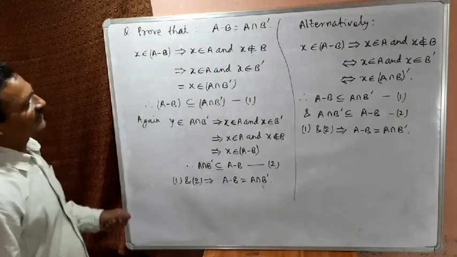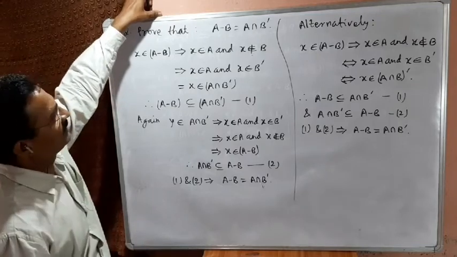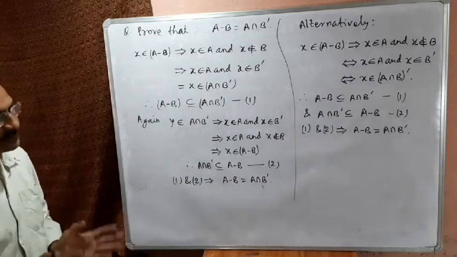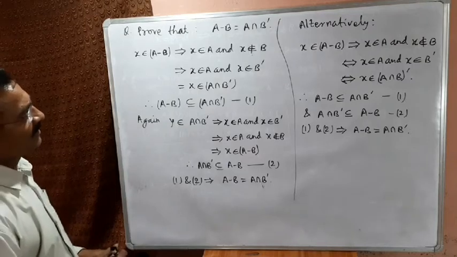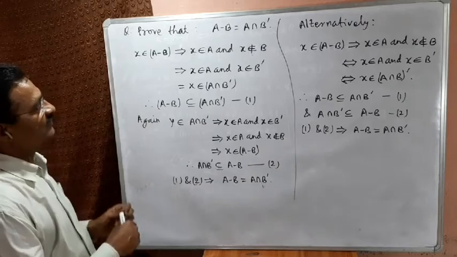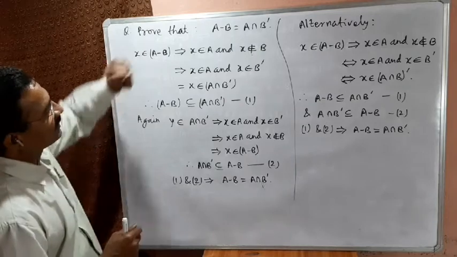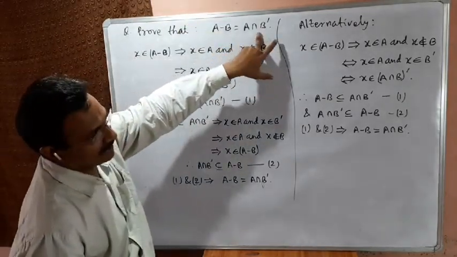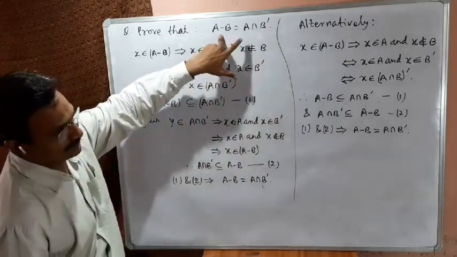I have written the same question which I have done in the previous video using Venn diagram. A minus B equals A intersection B complement. We have to show this apart from Venn diagram. First of all, we can understand that if we have to prove some set equal to some other set, then if we prove once A minus B is a subset of A intersection B complement, and again A intersection B complement is a subset of A minus B.